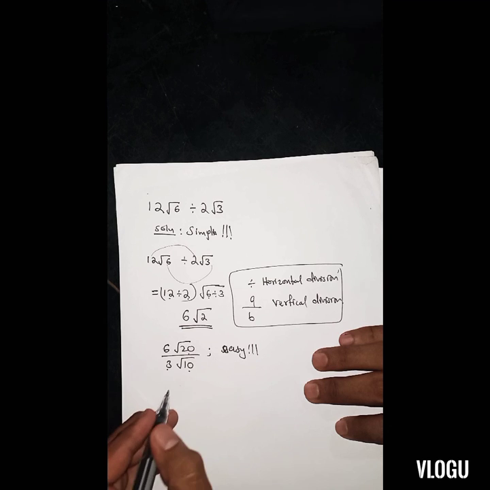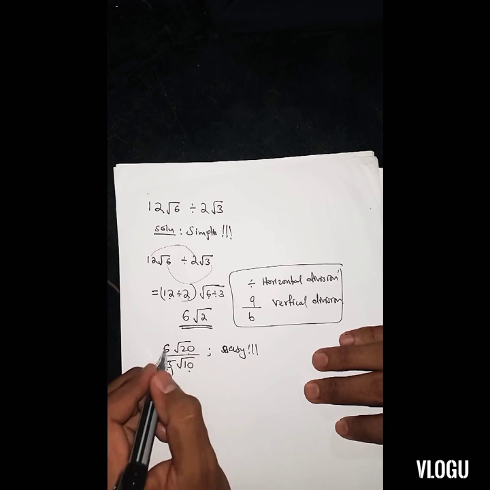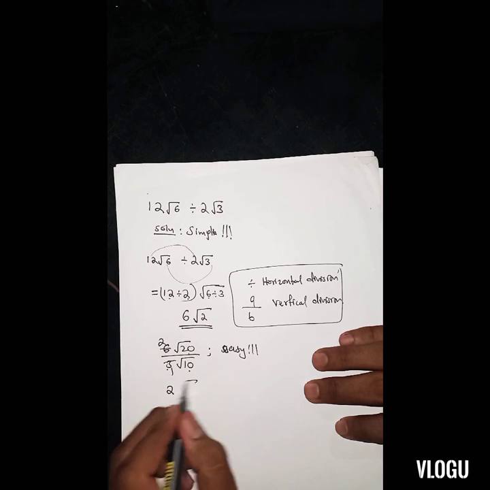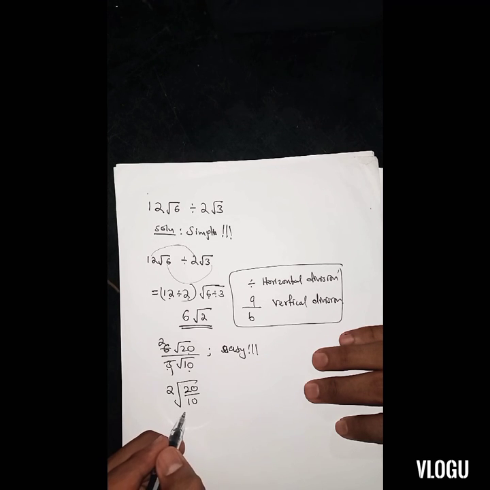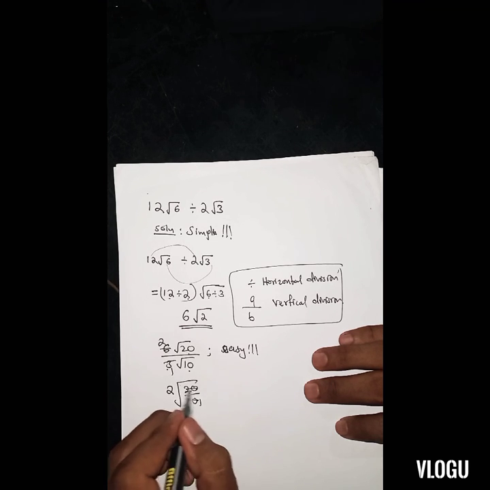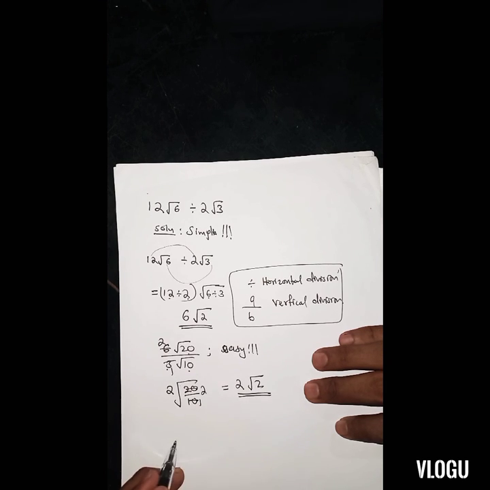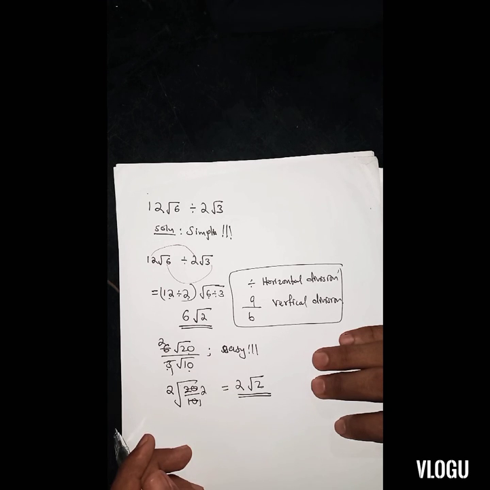So 6 divided by 3 is going to give you 2. Then we have root 20 all over root 10, so 20 divided by 10 is 2. We end up having 2 root 2. Can you continue simplifying from this? Any further? No. So let me give you one more example.